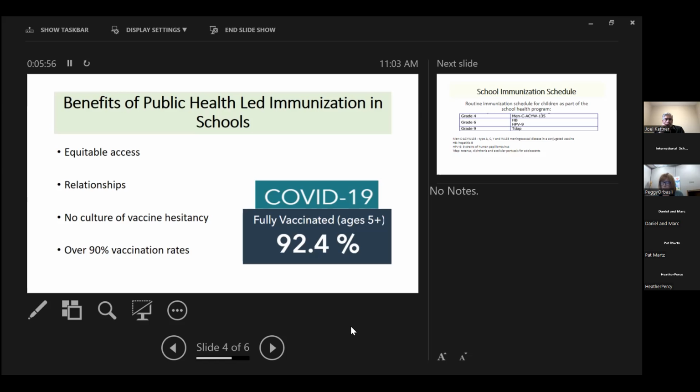Collectively, our rates of childhood or school vaccinations are around 90%, maybe a little bit higher than that. This trusted relationship may also have been a factor in our COVID-19 vaccination rates, which are currently at 92.4% for ages 5+ in our province. If anyone's interested in the breakdown, that's on our government website, and there are a lot of age groups that actually have 100%, including adults aged 12 to 18 years and our seniors.